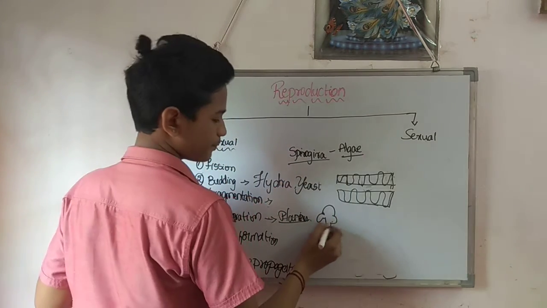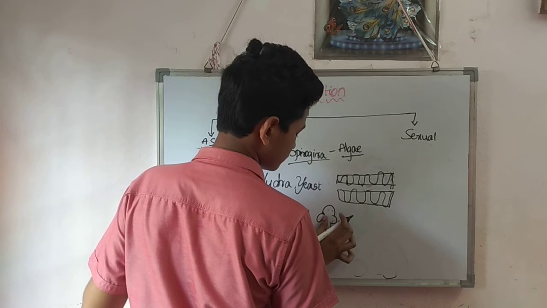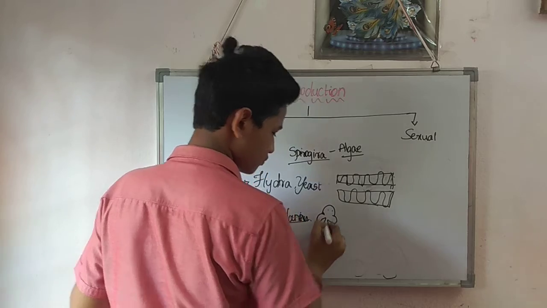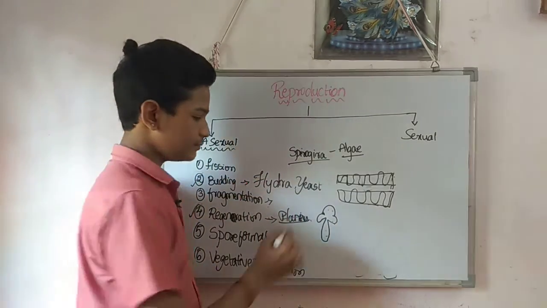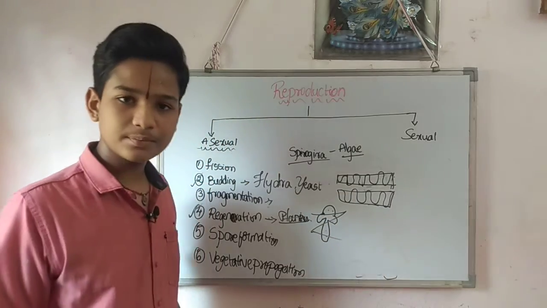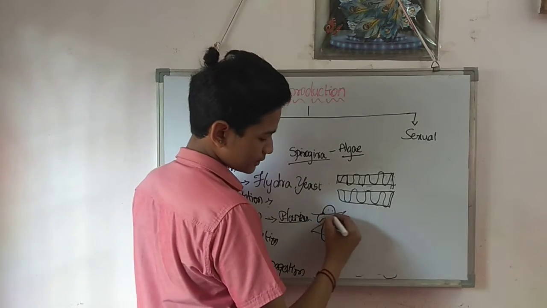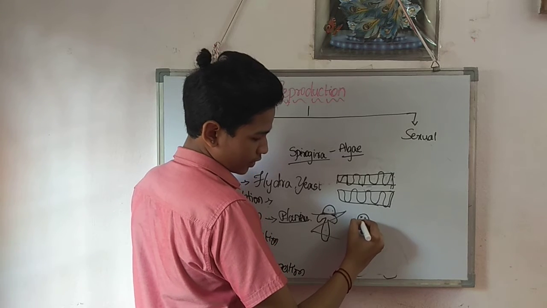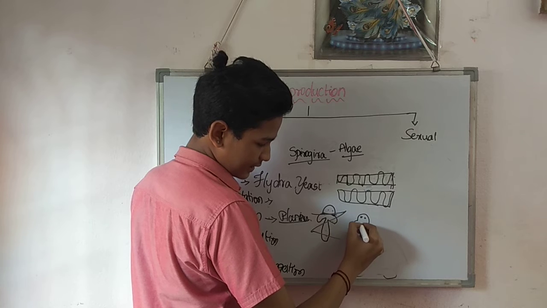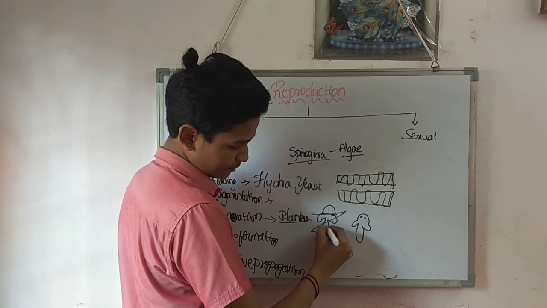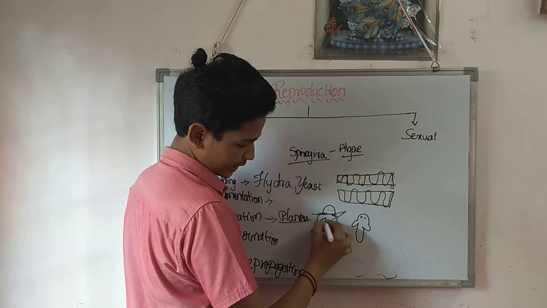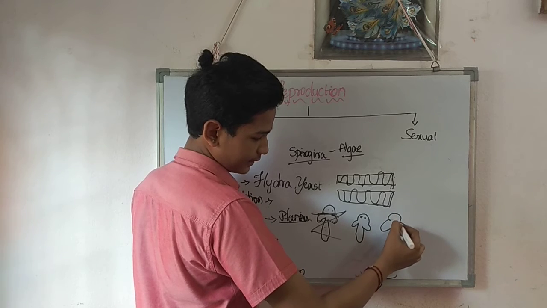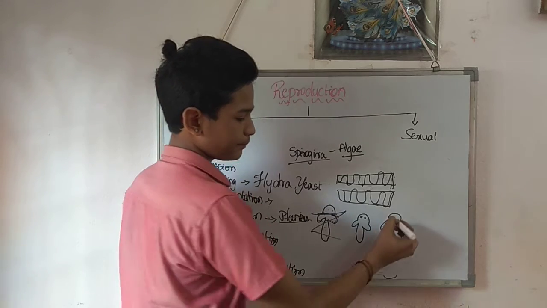It looks like this. If we cut this planaria into three, from this part, the head is like this, right? From this, a new planaria will develop. Again, this middle piece, from here, we will think. Here up the head, down the tail will develop.